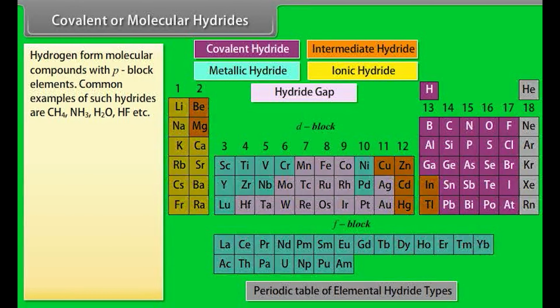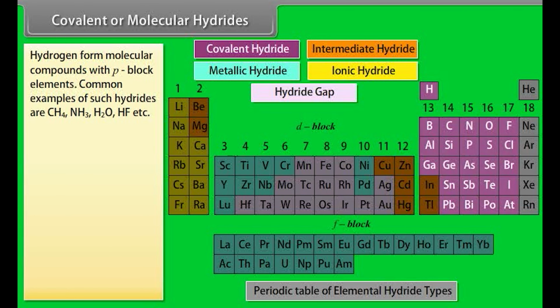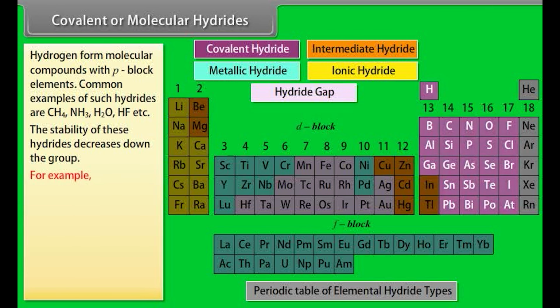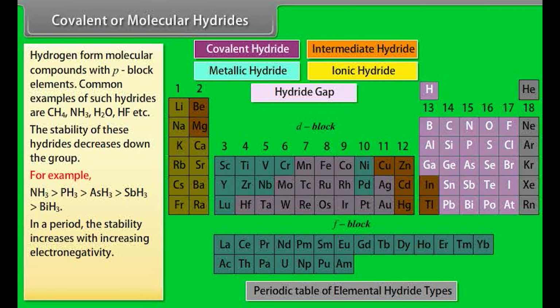Covalent or molecular hydrides. Hydrogen forms molecular compounds with p-block elements. Common examples of such hydrides are CH4, NH3, H₂O, HF, etc. The stability of these hydrides decreases down the group. In a period, the stability increases with increasing electronegativity. For example, covalent or molecular hydrides.